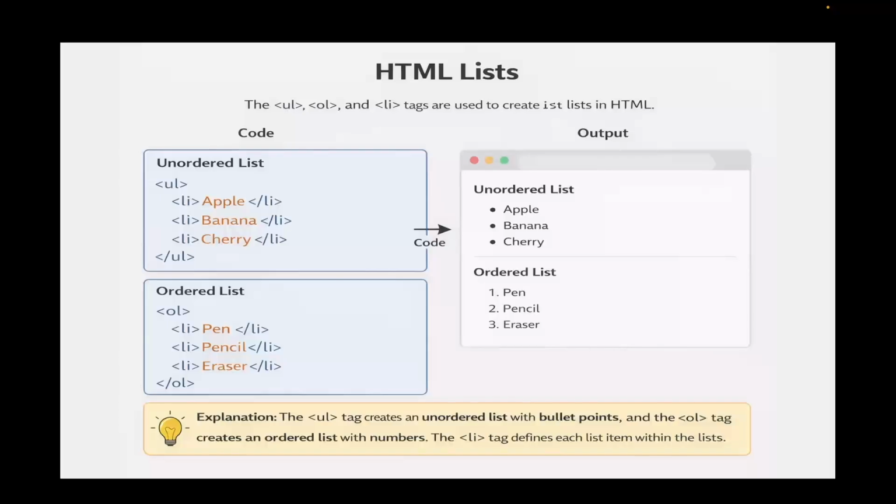Next is HTML list. There are three types of tags included here, which is UL, OL and LI. These three tags are used to create lists within the HTML. The UL is the unordered list that will display the list with bullet points. And OL tag, that is the ordered list with numbers. And LI tag defines each list item within the list.